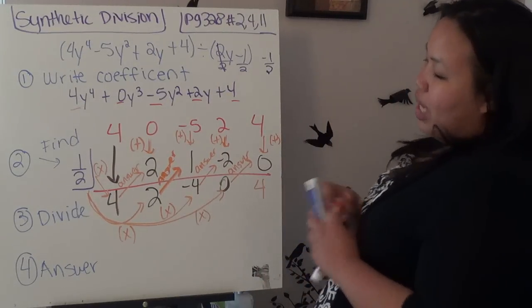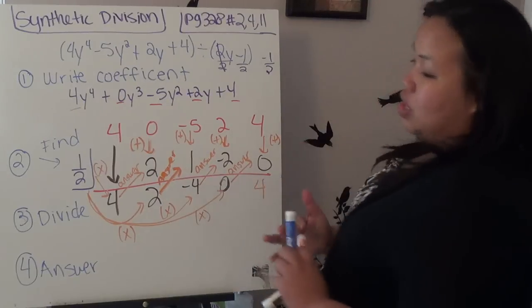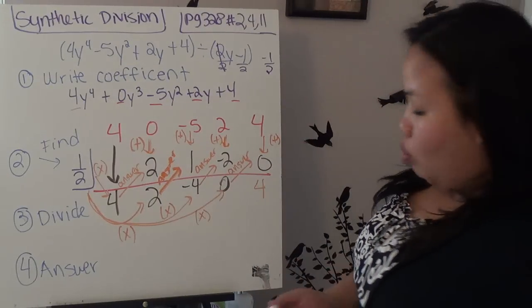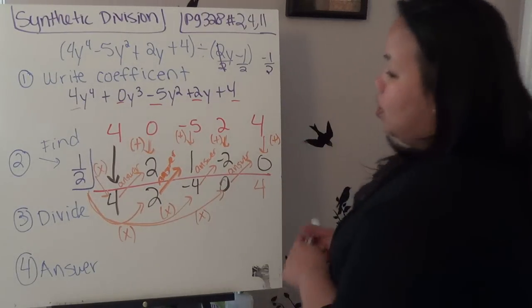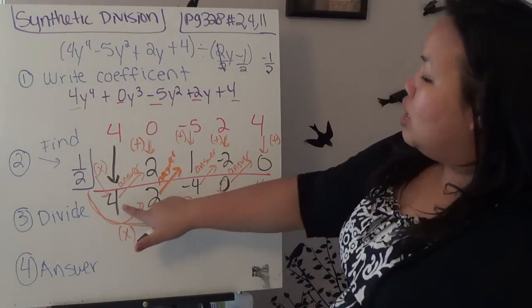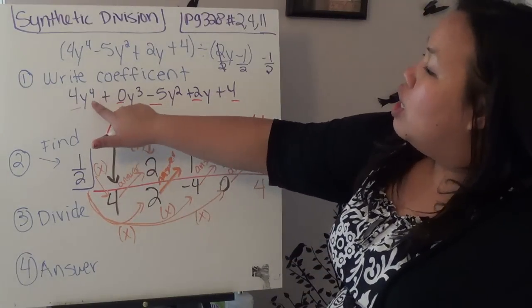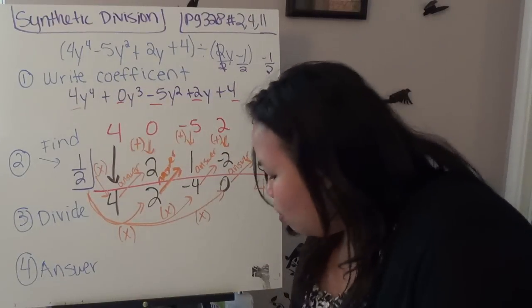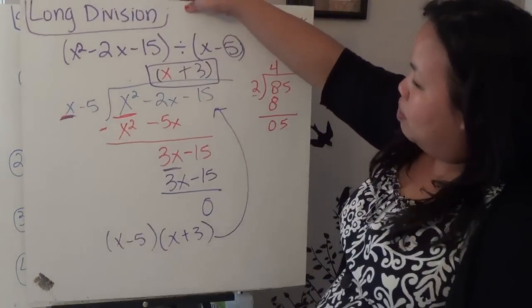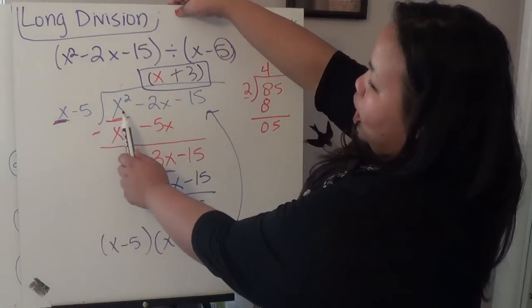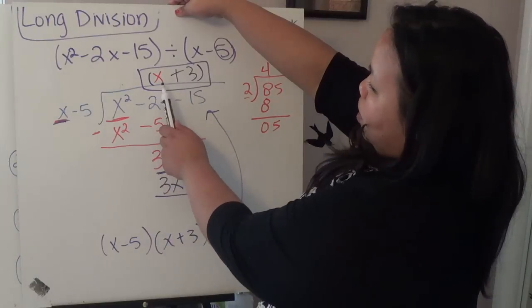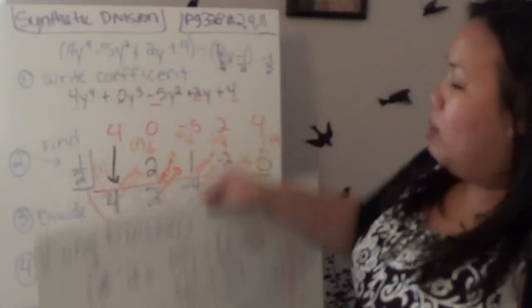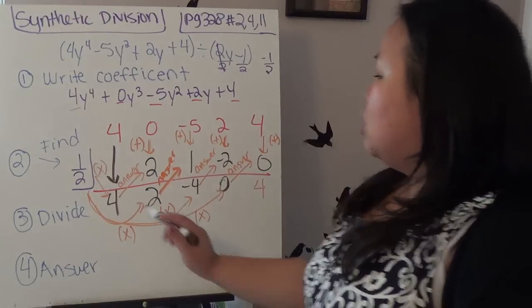Okay, so once I have these numbers, I have the answer. Now I just have to write it. And let me show you how to write it. Basically, I'm going to take this number and put it next to the power one less. Because remember, when we did long division, this is x squared and the answer started with an x. It's one power underneath.